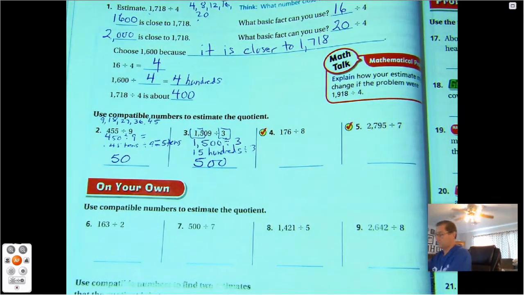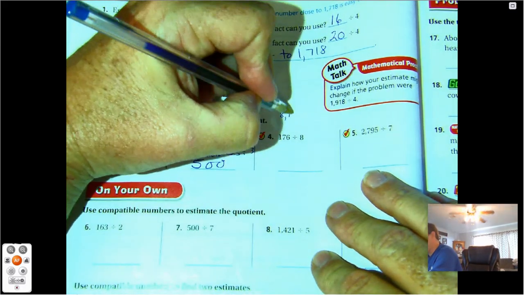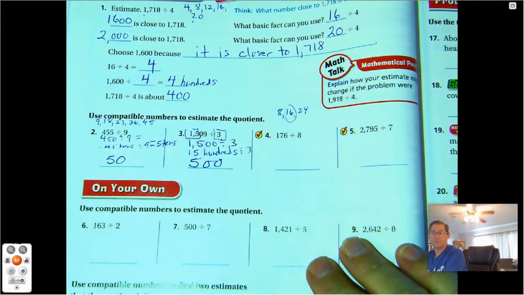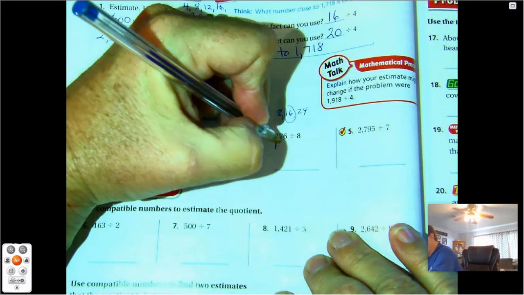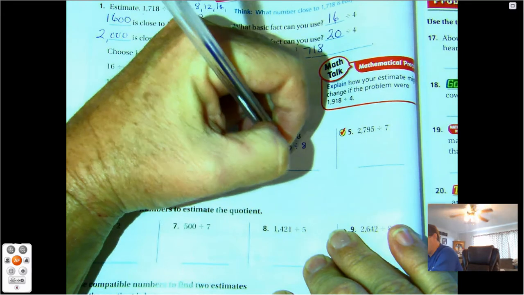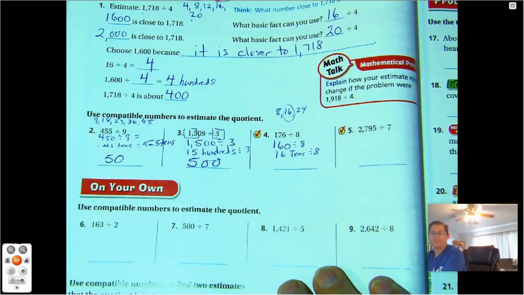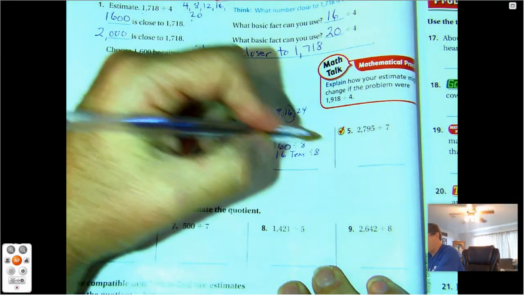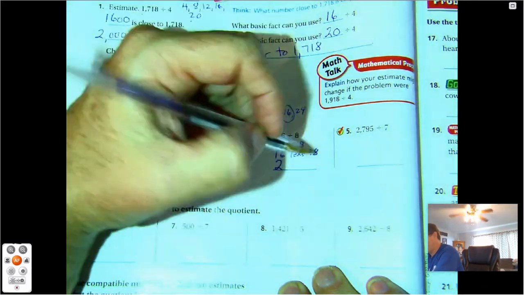Simple enough. 176 divided by 8. So I go 8, 16, 24. I'm going to choose the basic math fact 16. That's the closest to 17. So I'm going to change 176 to 160 divided by 8. My math fact will be 16 tens divided by 8. Remember, 16 tens is just another way of saying 160. So 16 divided by 8 is 2. So we have 2 tens, which is 20.